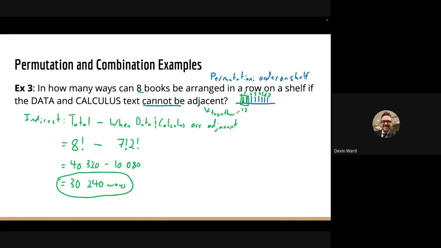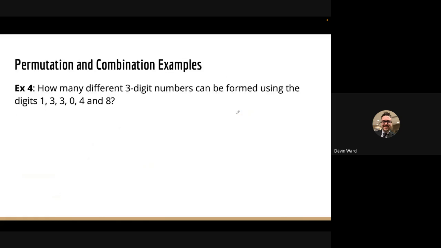Okay, and now we just have one last question. How many 3-digit numbers can be formed using the digits 1, 3, 3, 0, 4, and 8? Okay, so remember, when we have specific digits, you want to use them like letters.